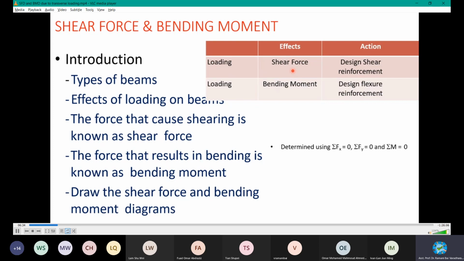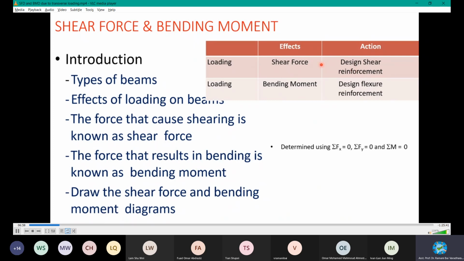We can draw these diagrams. Loading effects may be shear force or bending moment. Altogether, we put the response of the member to withstand the load: all the vertical loads are converted into shear force, and horizontal loads are converted into a couple, which is bending moment. By means of these two responses, the member is stable for any type of loading that is coming on the building or the member.